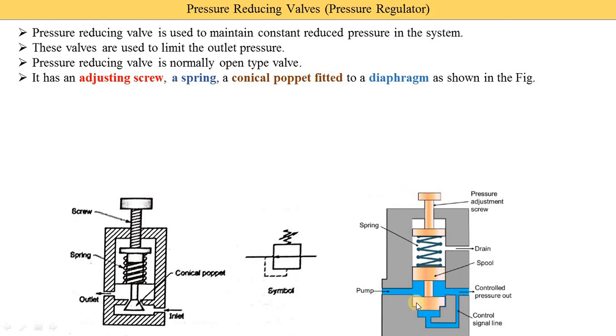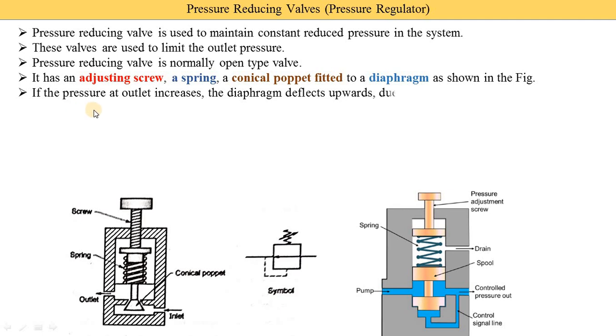In the same way, this figure is also the same type. So how does it work? Here you see this inlet is from this side, means this side is connected with the pump. It is mentioned here, and its outlet is connected to the system, means from the pressure reducing valve, the oil is supplied to the direction control valves and then supplied to the actuators and different components of the system.